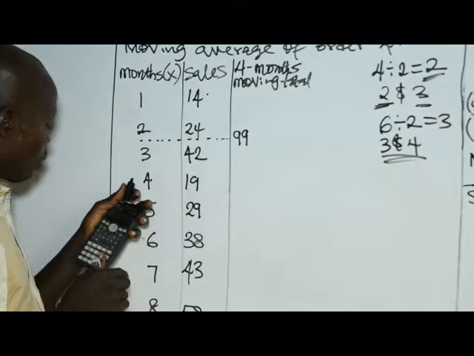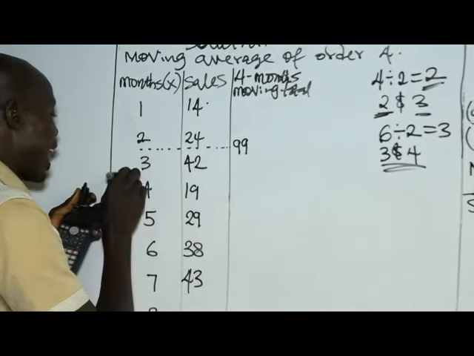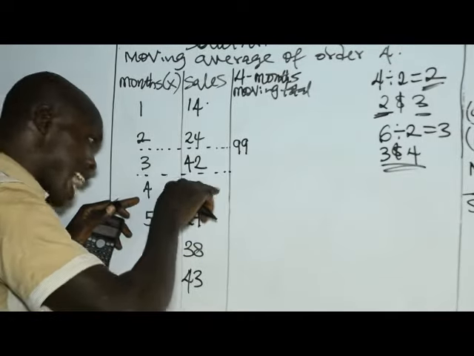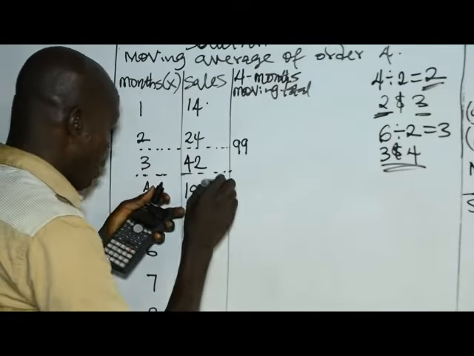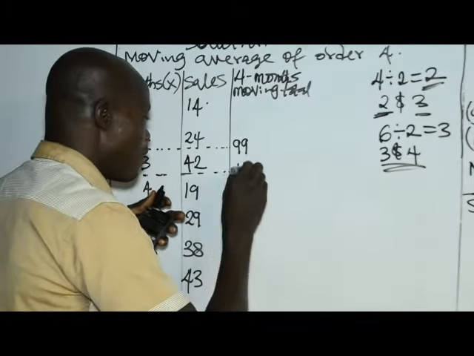That gives us 114. You insert it in between the numbers, then you have 114. Then you also drop the second number. Then you have 42. You start from 42 plus 19 plus 29 plus 38. That gives us 128. You also insert it in between the numbers. You also drop 42. Then you start from 19.